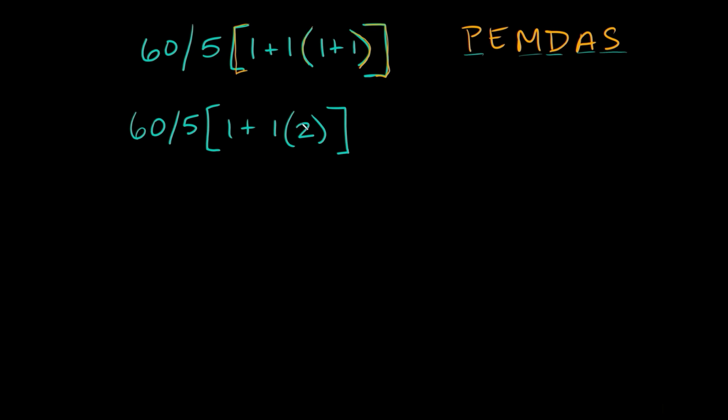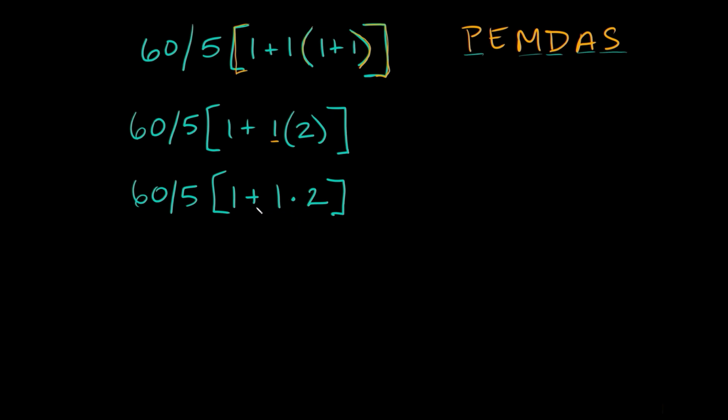Now here, we still need to simplify this. So we have 1 plus 1 times 2, right? So as you can see, we have this number, this 1, outside of the parentheses. And whenever you have a number just sitting outside a set of parentheses, that means multiply, right? So if you wanted to, we could rewrite the whole thing. So 60 divided by 5, and then in the brackets, we have 1 plus, and then here we're really multiplying, right? 1 times 2. So I'm rewriting this just so you can see what's actually happening here, right?